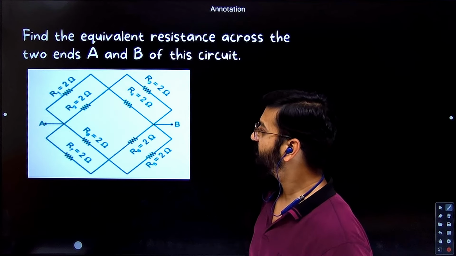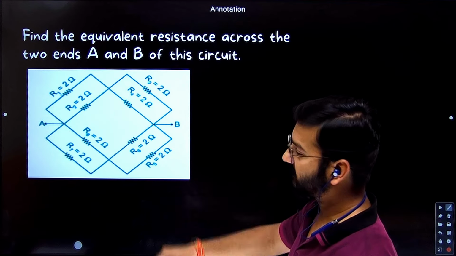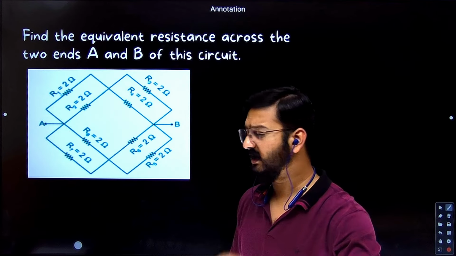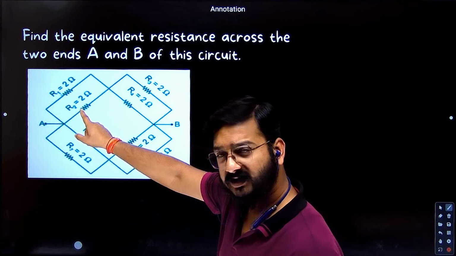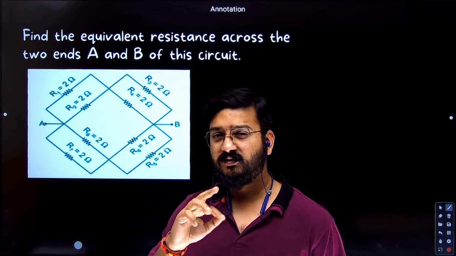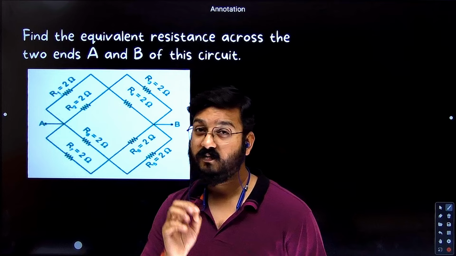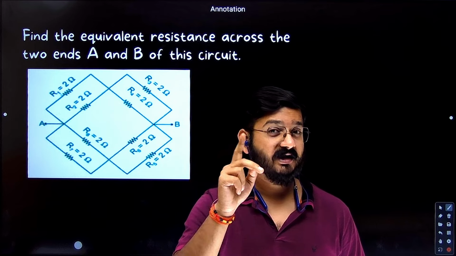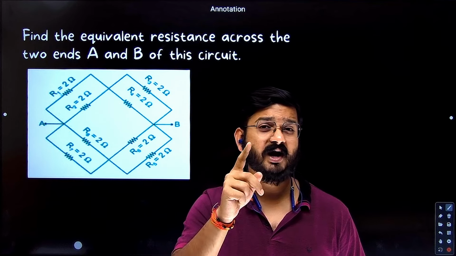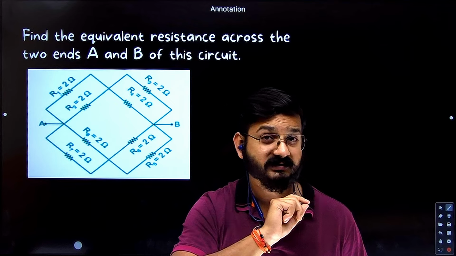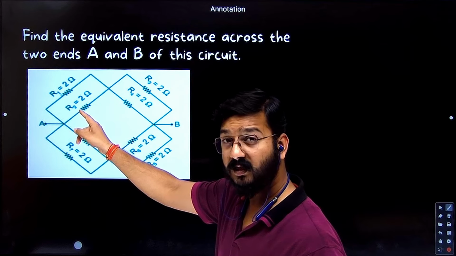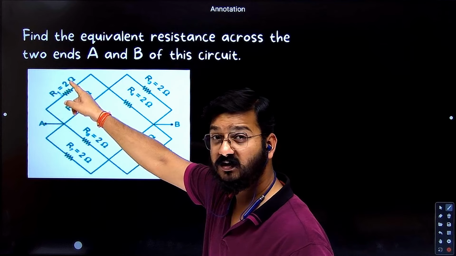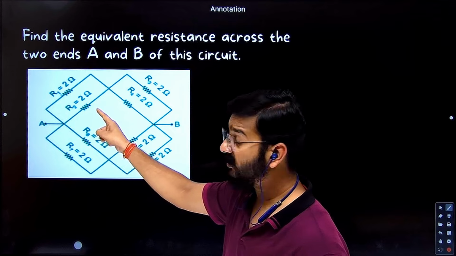Okay, students, here we need to find the R equivalent between A and B. So let's try to solve it verbally. 2 and 2 connected in parallel. What is a parallel connection of 2 and 2? 1. Whenever you have two equal resistors connected in parallel, R equivalent will be half of one of the resistor. So 2 and 2. What is half of one of the resistance? 1. R equivalent of this will be 1.